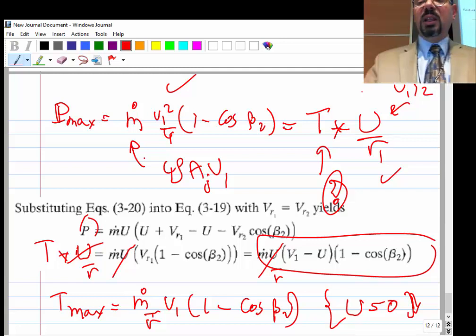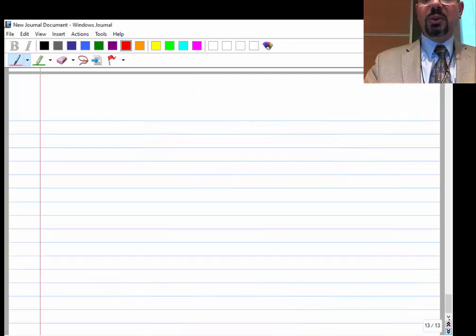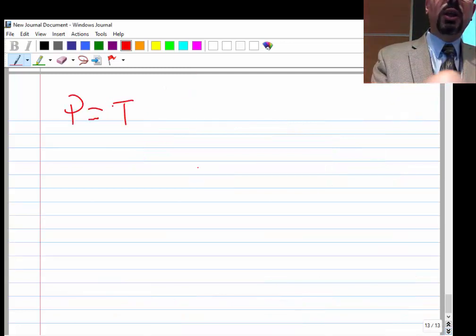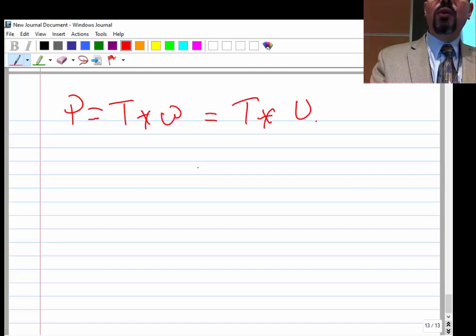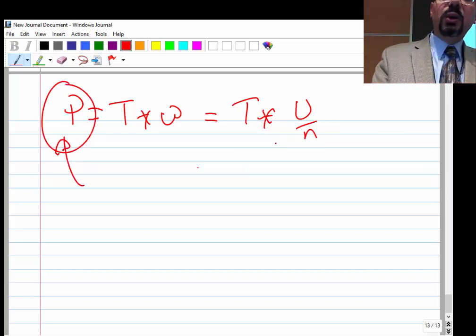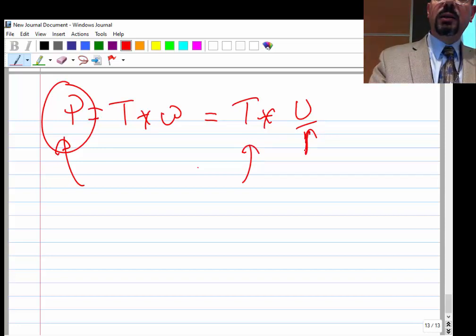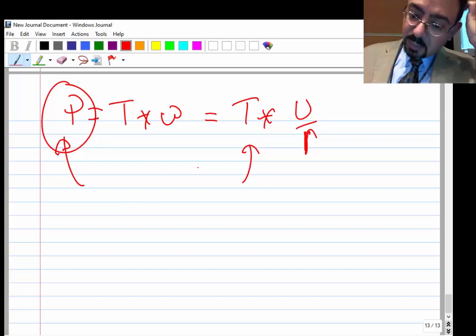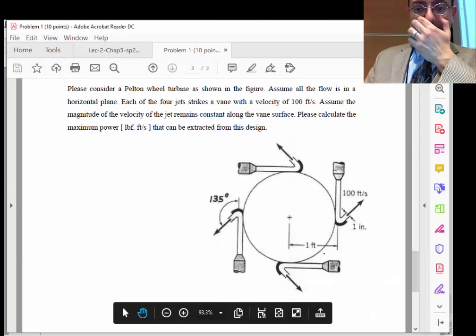Okay, I'm probably making this more confusing than it needs to be. So all I'm asking you to remember is that the torque times omega is the power, or basically the torque times U over R is the power. Whatever the equation for the power, you can use it to calculate the torque from it. If you write the maximum power, you get the torque corresponding to that maximum power. Very good. All right.